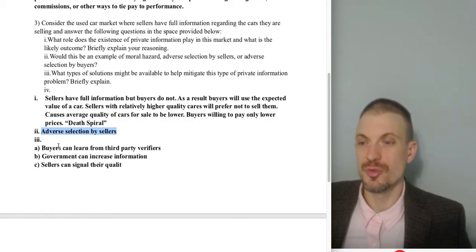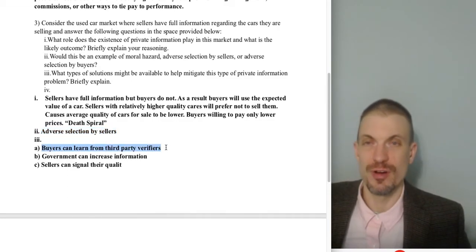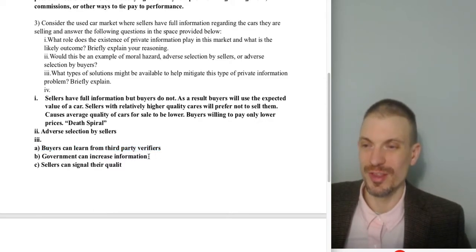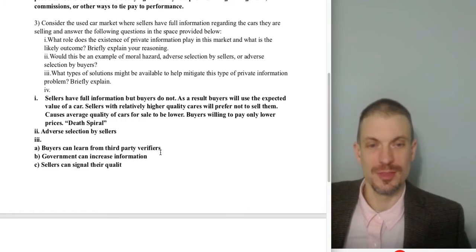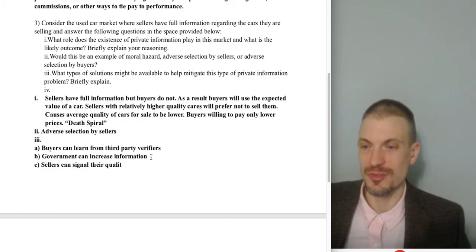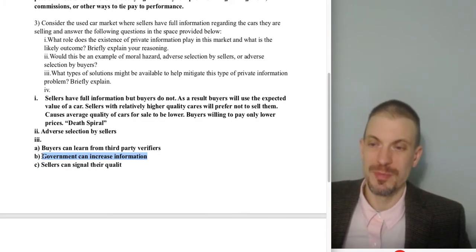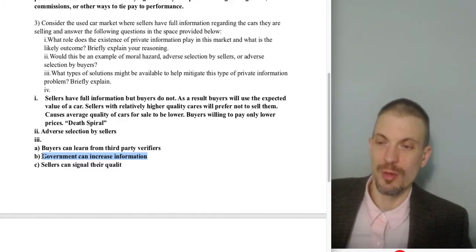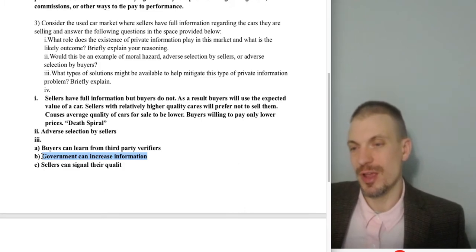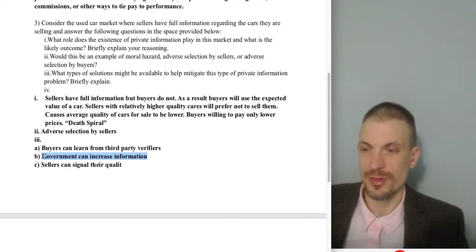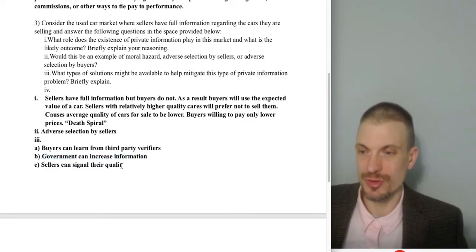What are the solutions? Well, buyers could learn from third-party verifiers. So think of something like Carfax, or TrueCar, stuff like that. If you could take the car to a mechanic to have an assessment. Government can increase information, so that's not as big of a deal in the used car market, but in the financial market, that's a huge deal where the government might help increase information in terms of the creditworthiness of different potential borrowers.